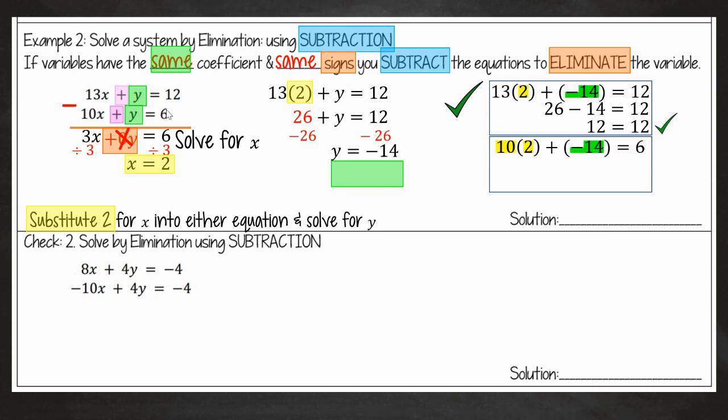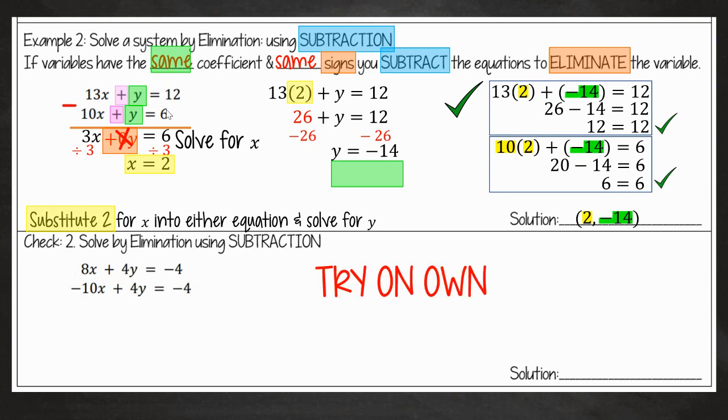And now we're going to plug it into our second equation. 10 times 2 plus a negative 14. Does that equal 6? Well, 20 minus 14. Does that equal 6? And yes. So because both of our answers checked out, we can now list our ordered pair, or our solution, which is 2 and a negative 14.